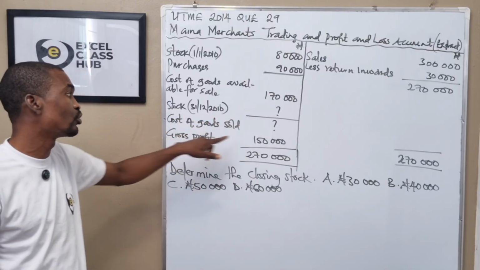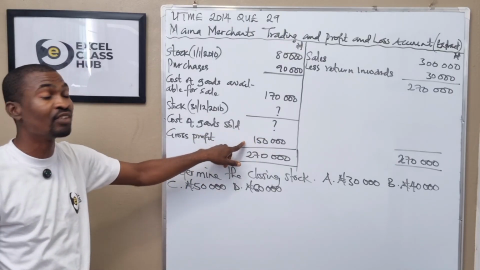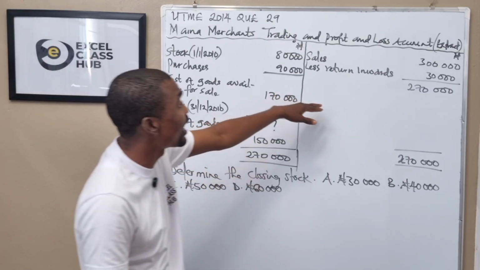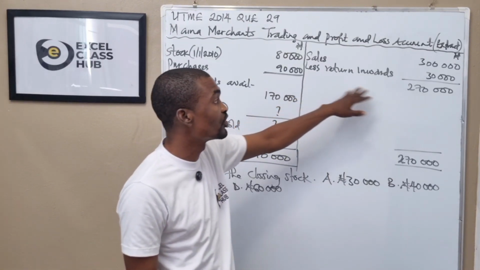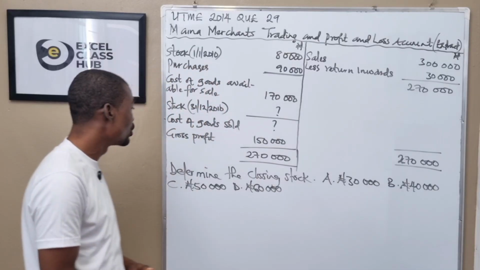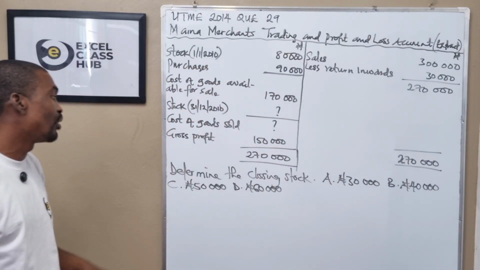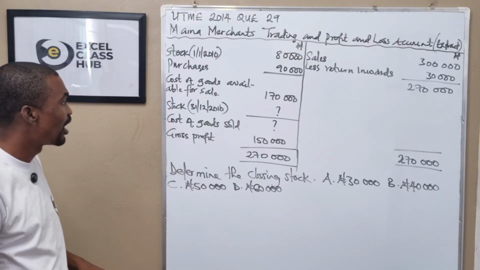Cost of goods sold was not given. We're given our gross profit to be 150,000. Then on the left side, we have our sales, which is 300,000. We have return inwards 30,000. So our net sales is 270,000. So what are we asked to find? We are asked to determine the closing stock.